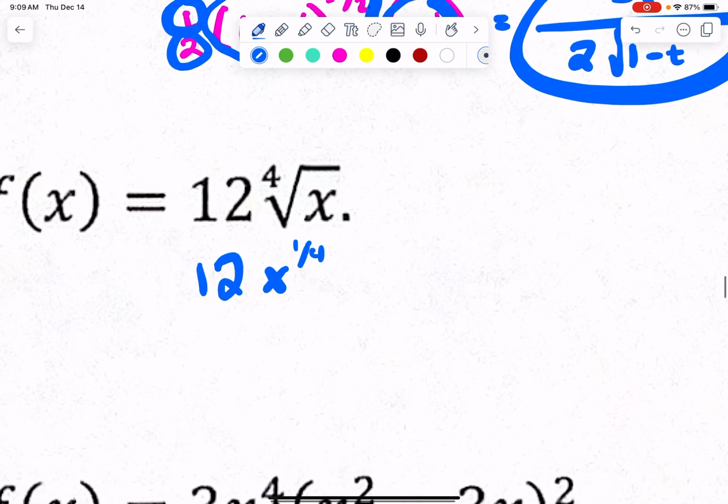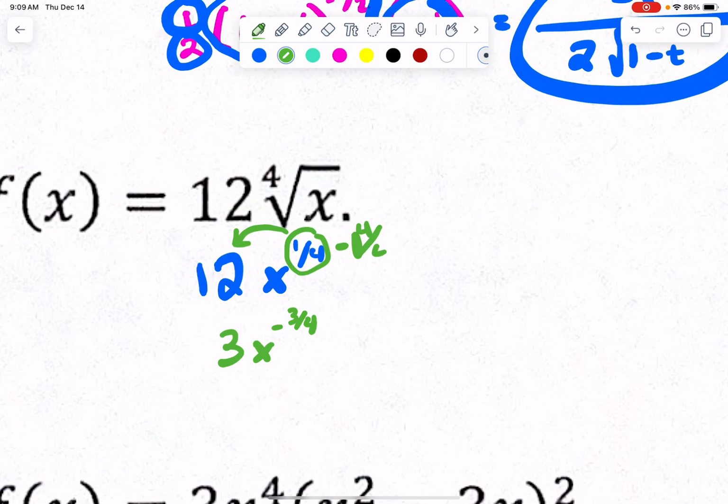And this is not a chain rule because x is the only thing underneath there. So this is just a power rule, and I can take the 1/4 down in front, and 1/4 times 12 is 3. X to the negative 3/4. If I subtract 1 from 1/4, that would be like subtracting 4/4 from 1/4. That would be negative 3/4.